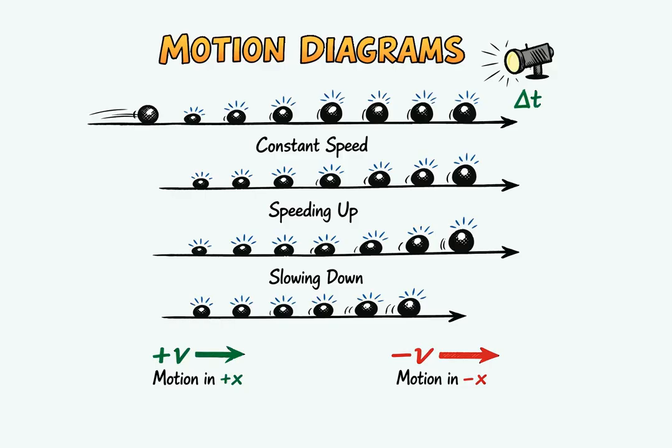In one dimension, velocity is speed with a sign. If the spacing grows, the object speeds up. If it shrinks, it slows down. That's still description, not explanation, but it prepares you for the key point. Even in one dimension, velocity, and later acceleration, carries direction. We often represent that direction with a sign rather than an arrow. Plus v means motion in plus x, and negative v means motion in negative x.